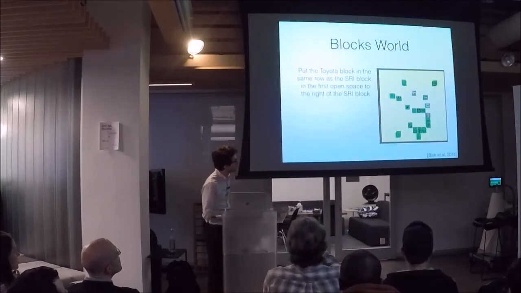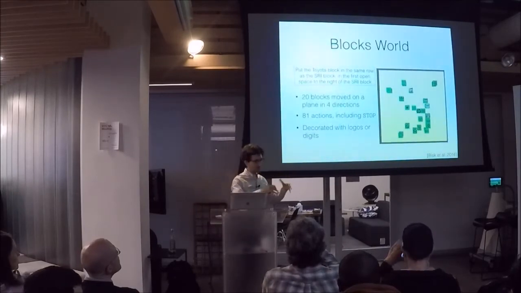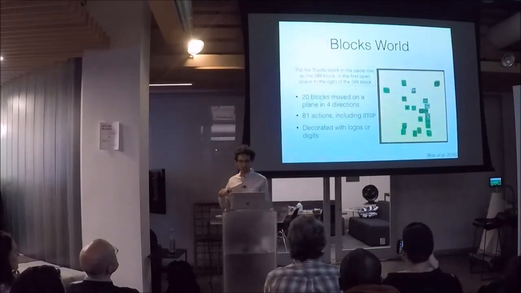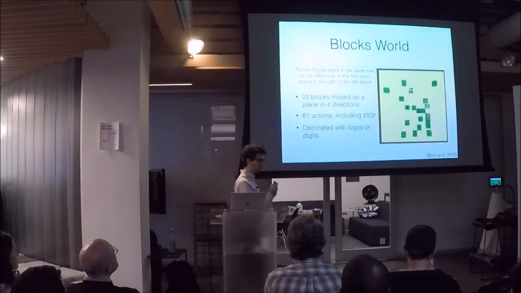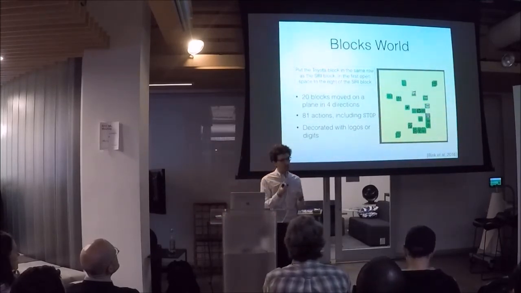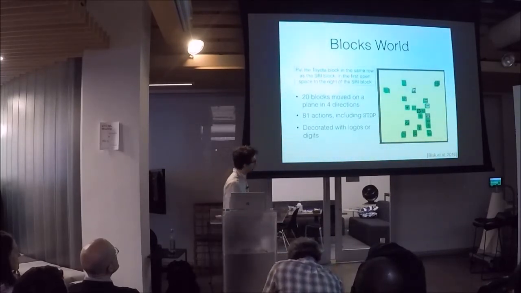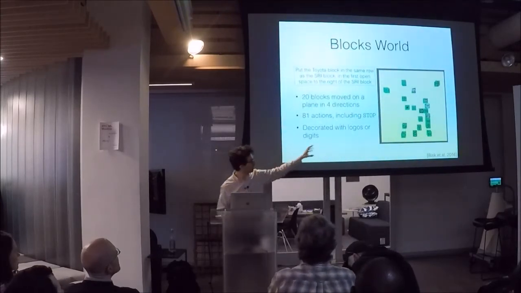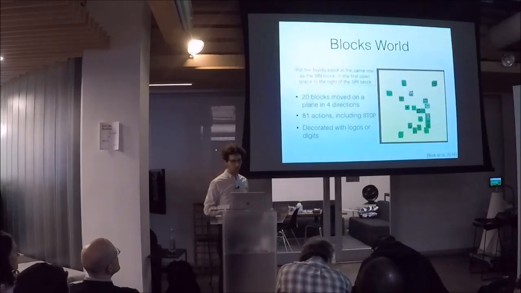So what is this domain? In this domain, we have 20 blocks that are spread over a plane. Each block can be moved in 4 directions. And this means that we have a total of 81 actions that the agent can perform at each point. And this includes a stop action. So when the agent completes the instruction, it must indicate that it completed the instruction. And these blocks, here we see them decorated with logos. Later on, we'll see them decorated with digits. So they can have one of these 2 decorations.